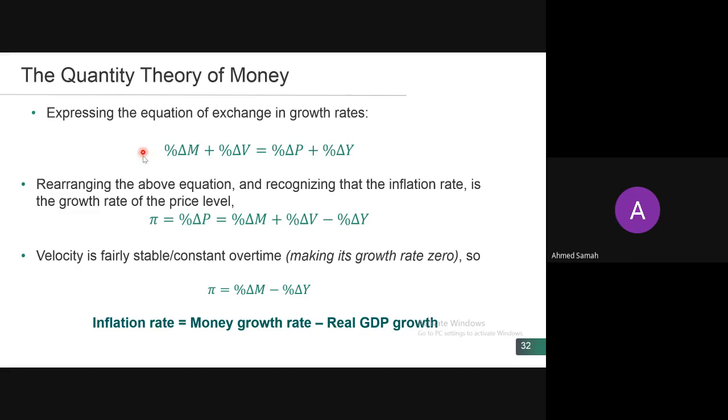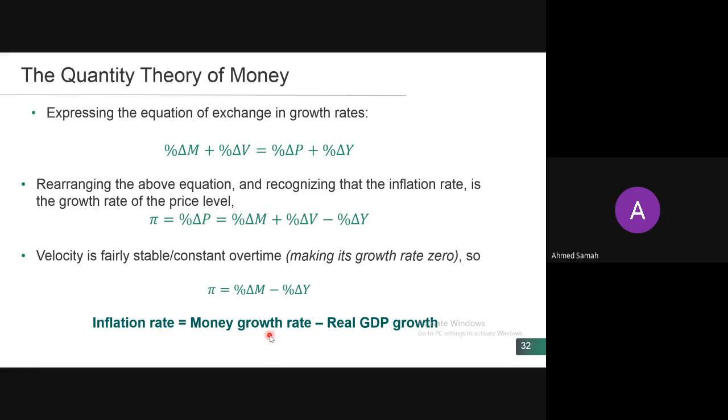The velocity is fairly stable and constant over time. So velocity will remain constant over a period of time and does not grow by much. So we can assume it has a growth rate of zero, so this particular portion will now be zero. If we keep this zero, then the change in price level, or the inflation rate denoted by pi, is equal to the percentage change in money growth minus the percentage change in the real GDP. So the inflation rate is money growth minus real GDP growth.